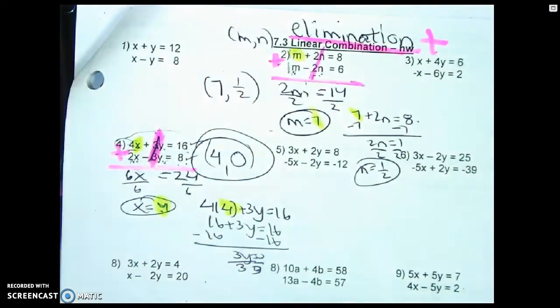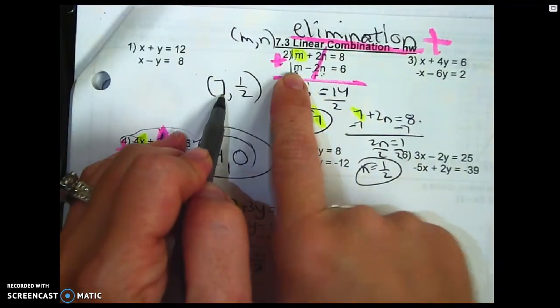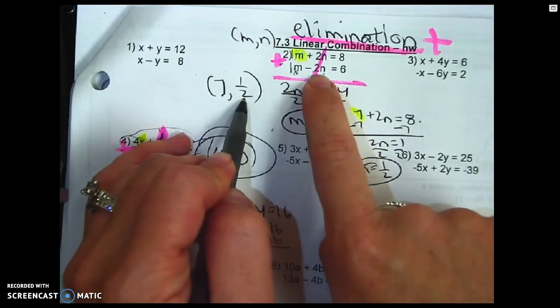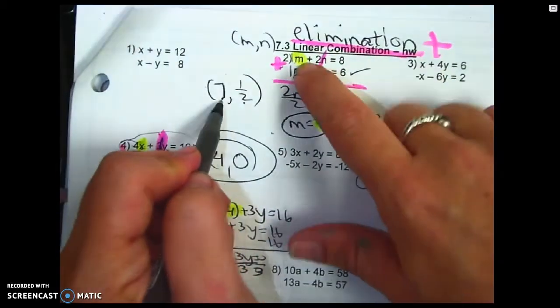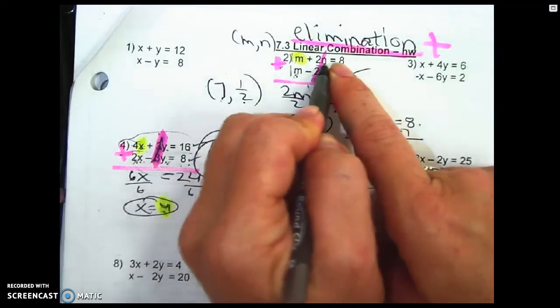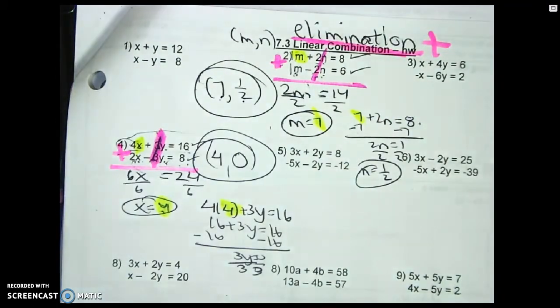Okay? So before I have the answer, 7 comma 1 half. Before I circle it, I'm going to plug it in. So I plug in 7 for m, so that's 7 minus 2 times a half. Well, half of 2 is 1. 7 minus 1 is 6. Check. m is 7. Half of 2 is 1. 7 plus 1 is 8. Now I know that I'm good to go.